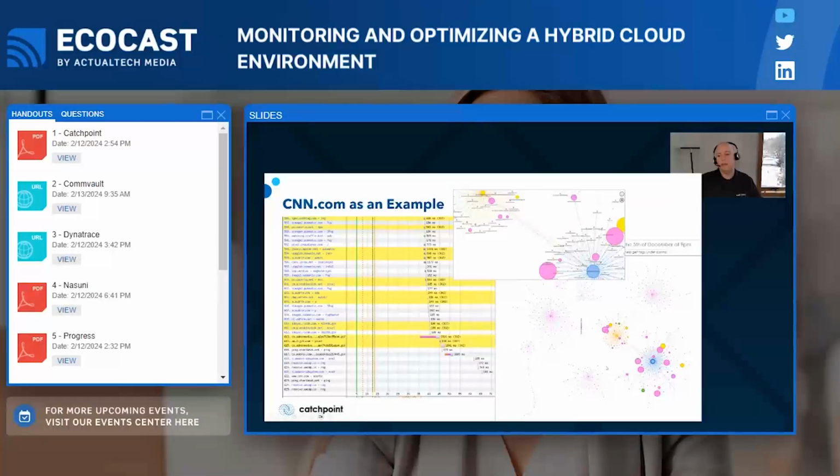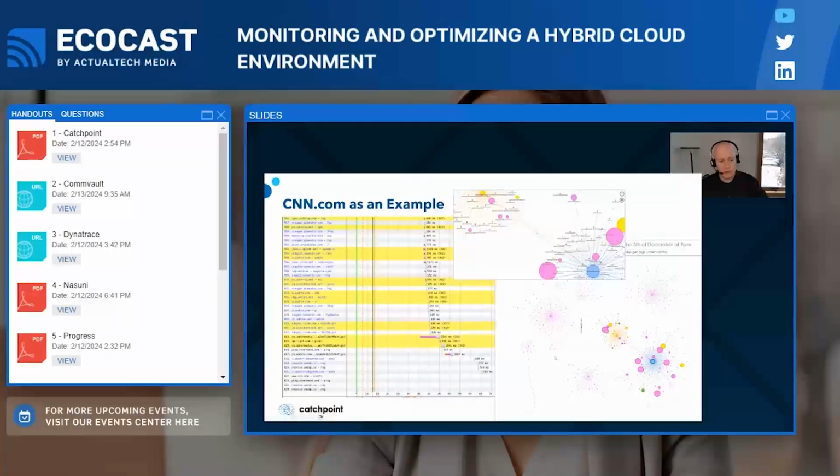Now, in order for that web page to load and display to a visitor, every single one of these other little dots out here are things it has to touch in some way, whether it's making an API call, whether that's an ad loading, whether that's a stock ticker, whatever it is. All of this has to be connected and has to touch in order for CNN.com to display properly.